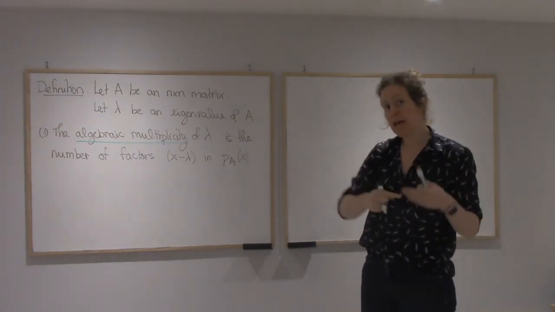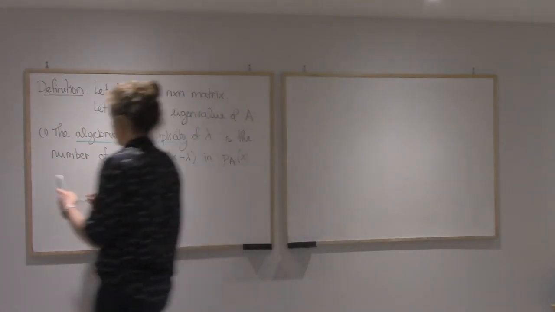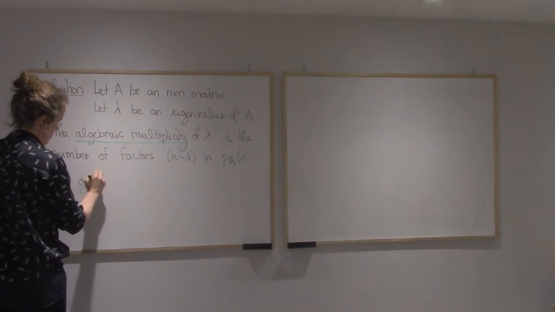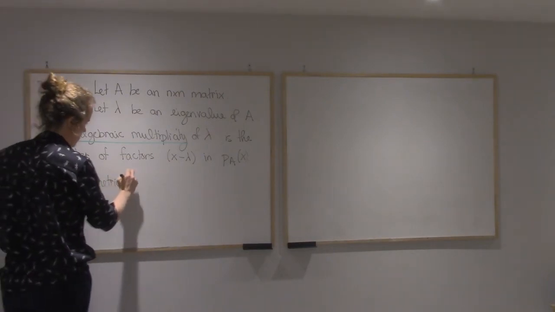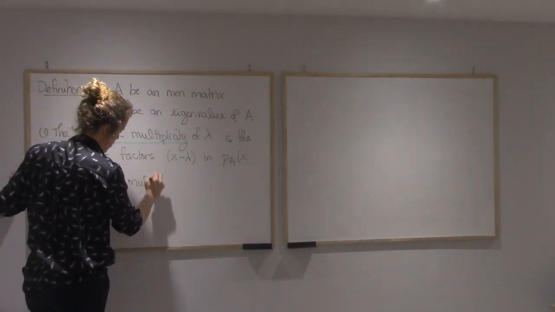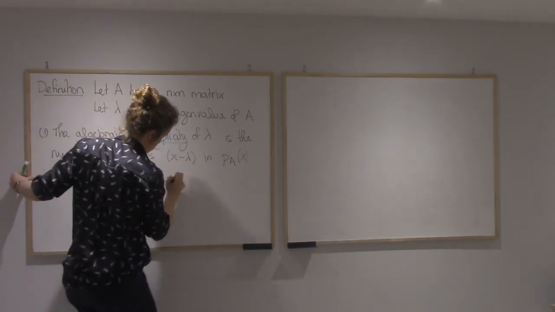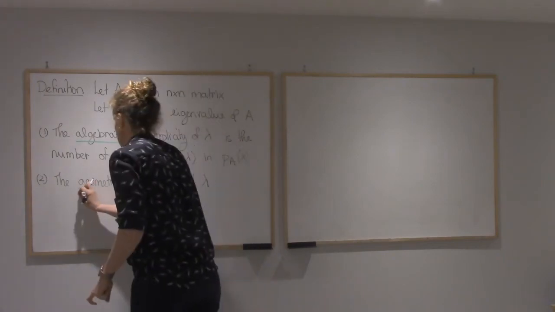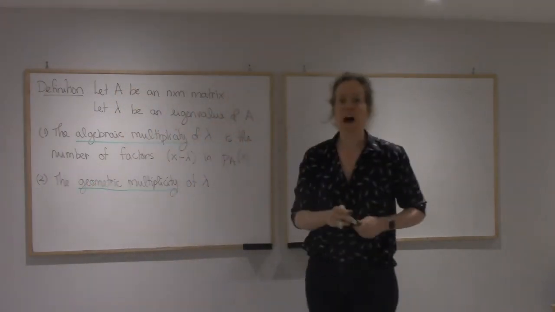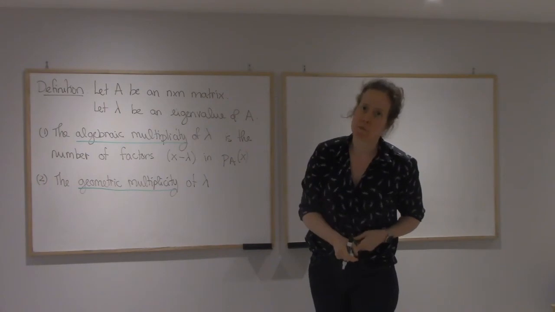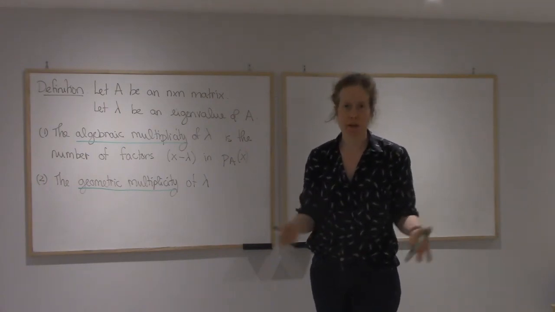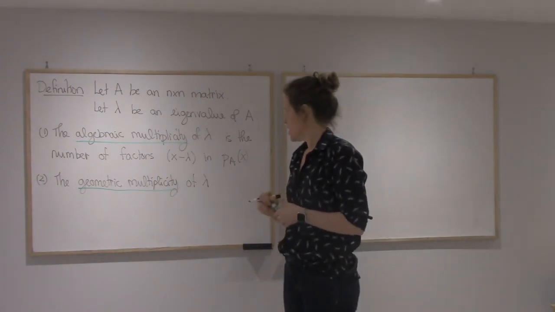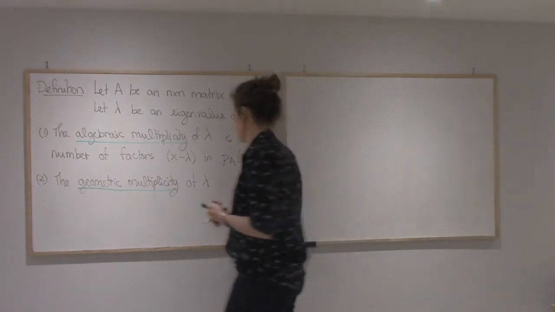Now there's going to be a second multiplicity, a geometric multiplicity. Now that one has to do with the eigenspace. It's going to be the dimension of the eigenspace. So how many elements are in the basis for the eigenspace corresponding to lambda.